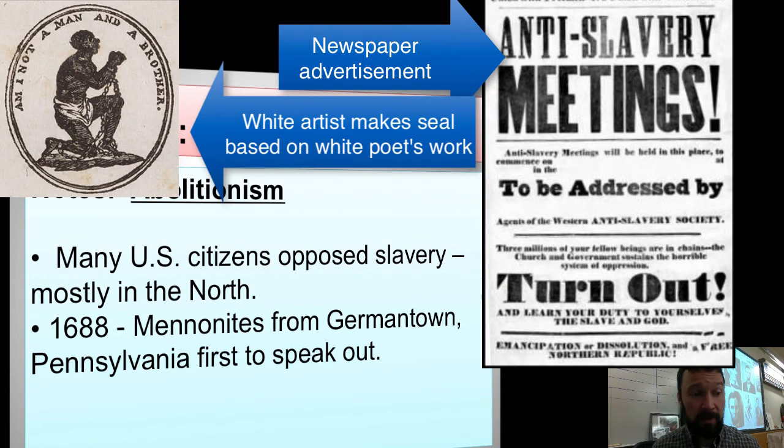Pennsylvania, even right around Philly. Mennonites from Germantown, Pennsylvania, were the first to speak out about it, and people from Pennsylvania were amazing that way, because the Quakers were there too, who got along with Native Americans, who welcomed them into their community, and also got along with African Americans eventually and invited them into their community. So great stuff here going on with people in Pennsylvania speaking out against slavery and other injustices.